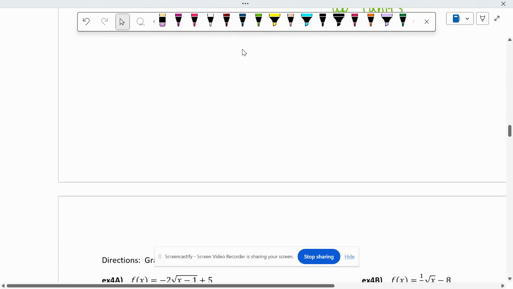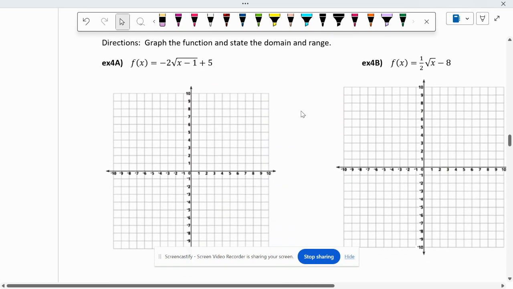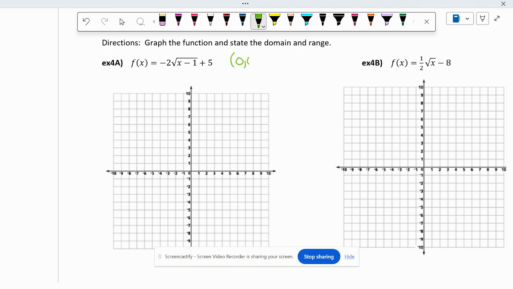Okay, so we're going to look at example 4. It says graph the function and state the domain and the range. Well, remember that this started at the ordered pair 0, 0, right? That's where we originally started at the origin. But this means that I'm moving to the right 1. So I'm going to have to add 1 to my x-axis, and I'm moving up 5. That means I have to add 5. So the origin, or the vertex, if you will, h, k, where I begin, is actually going to change from 0, 0 to the ordered pair 1, 5.